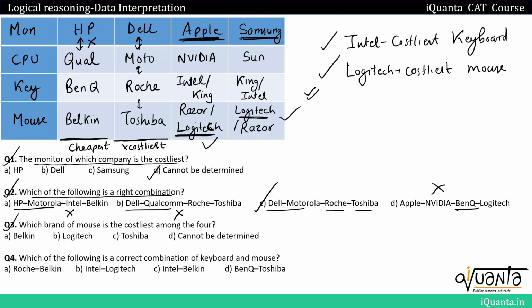Third one is, which brand of mouse is the costliest among the four? We know that Logitech is the costliest mouse. We found it in the previous slide.